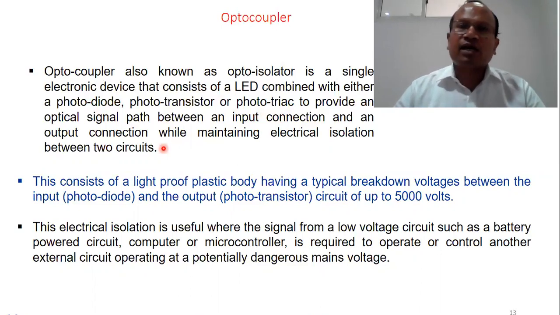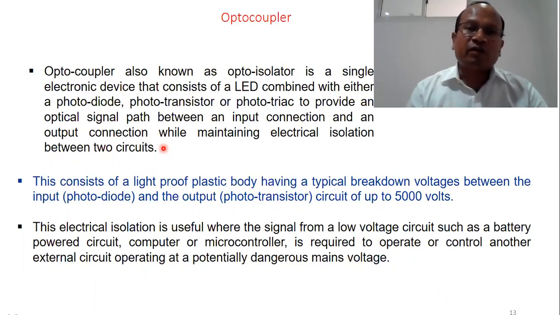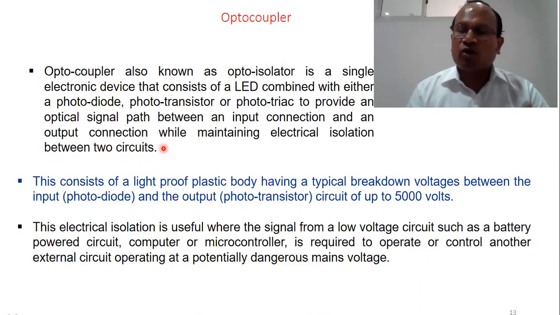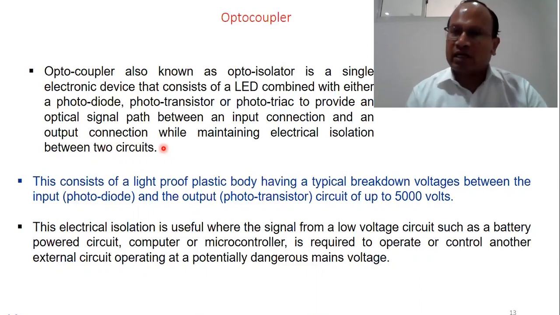When we want electrical isolation between two circuits, the signal can be generated in the form of light, not an electrical signal. Then it can be combined with a photodiode, phototriode, or phototransistor, because we know how a phototransistor works. It needs input as photons, that is light, and then it can convert that into electrical signals.